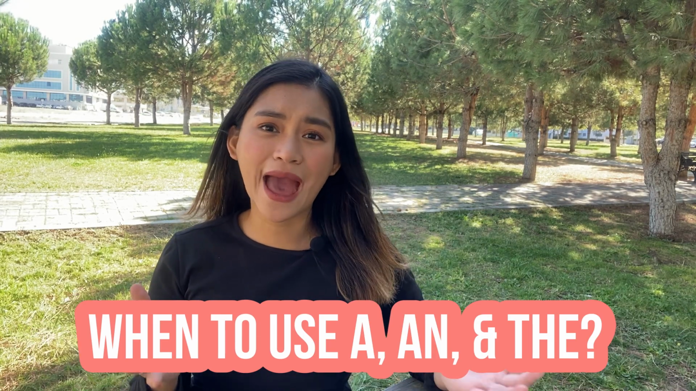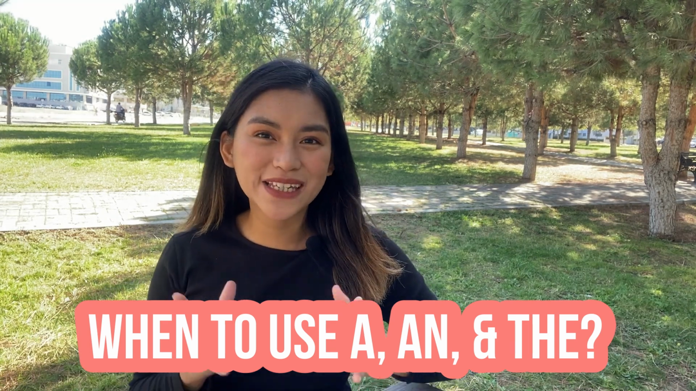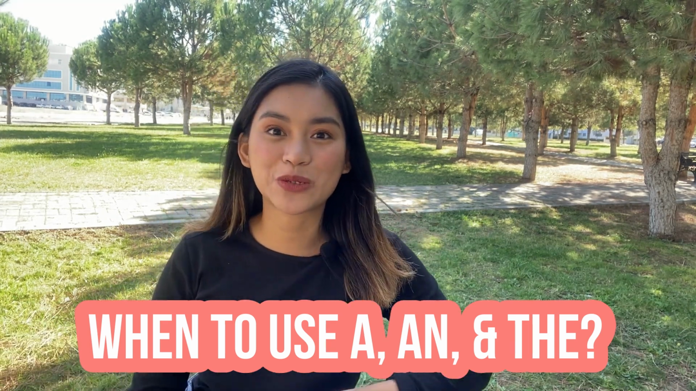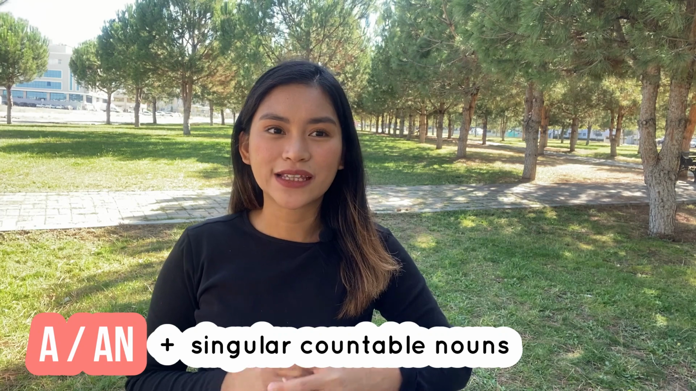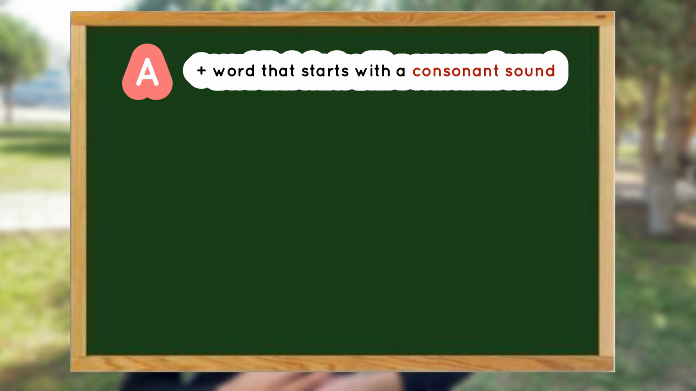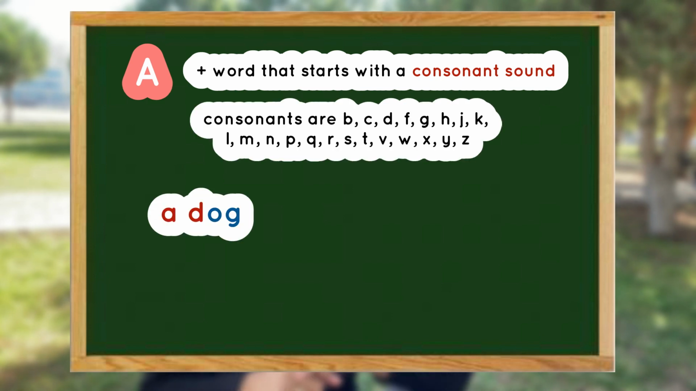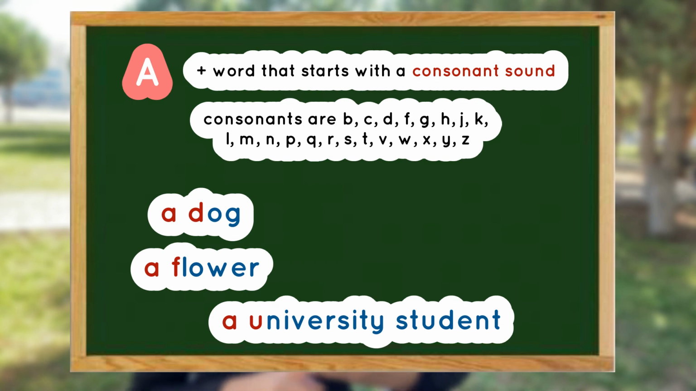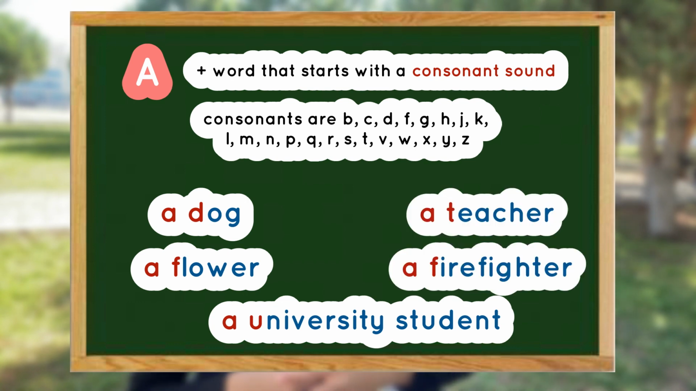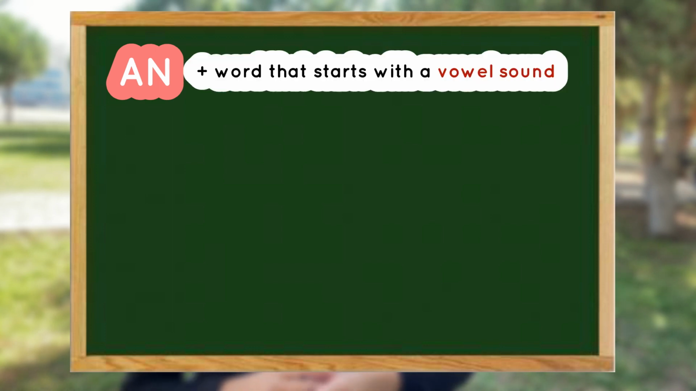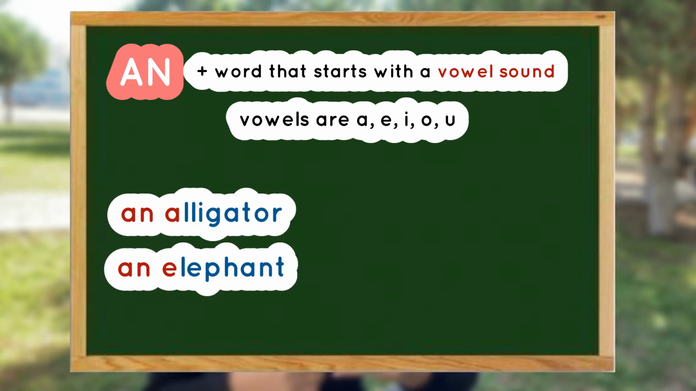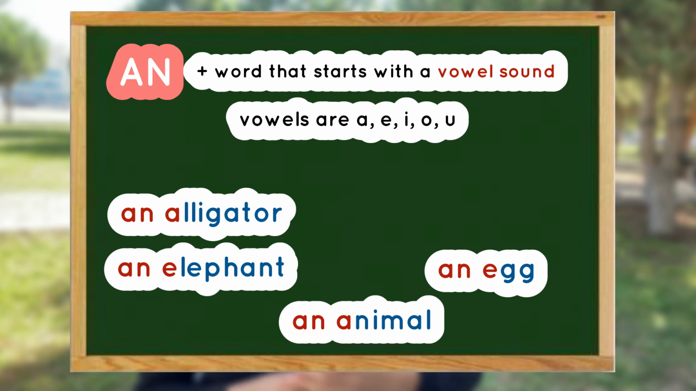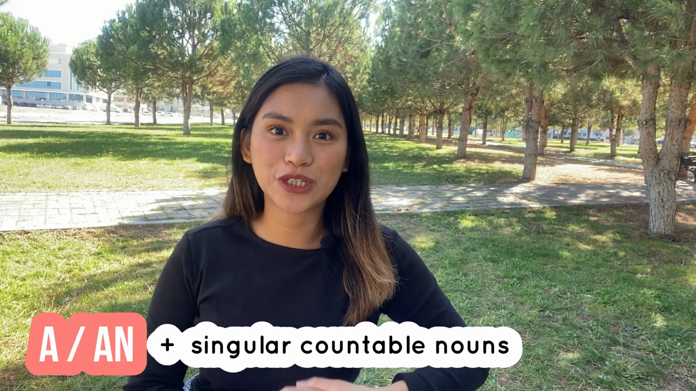So when to really use a, an, and the? Let's go to the basic uses first, before going to more advanced uses. A and an are used for singular countable nouns. It's almost the same in meaning as one. A is used for words that start with consonant sounds, like a dog, a flower, a university student, a firefighter, a teacher. An is used for words that start with vowel sounds, like an alligator, an elephant, an animal, an egg, an opportunity. So that's the first use.